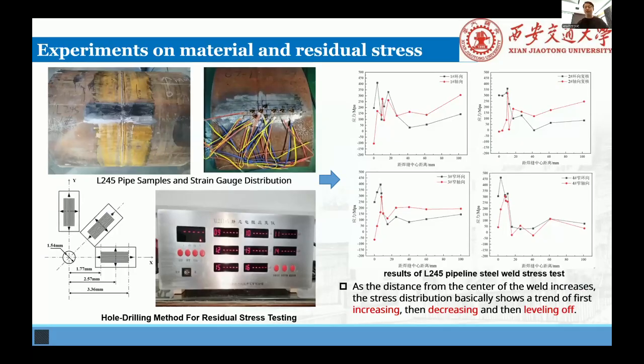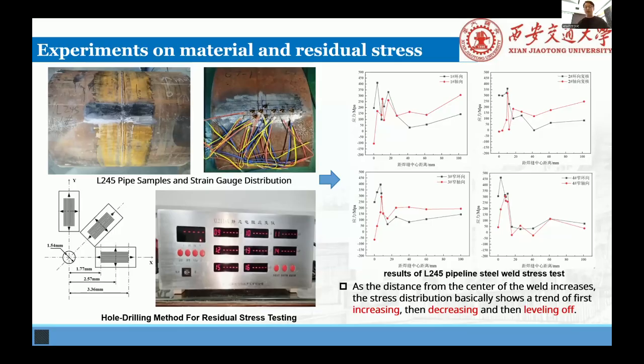Next, I introduce the experiments on material and residual stress. We use L245 pipeline steel samples taken from circumferential welds. Strain gauges are arranged around the weld region on the outer surface of the pipe so that we can measure residual stress at different distances from the weld center. For residual stress measurement, we adopt the hole drilling method.